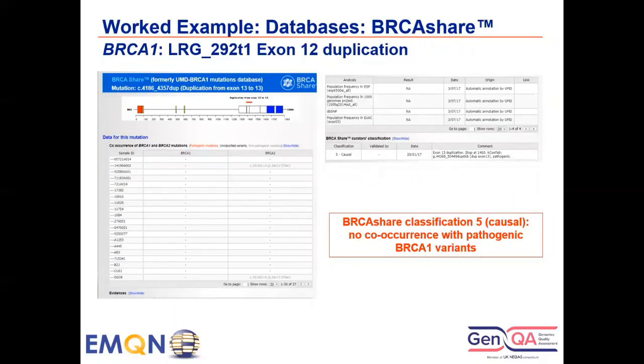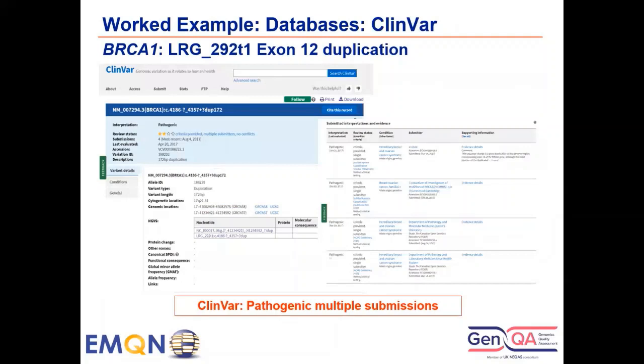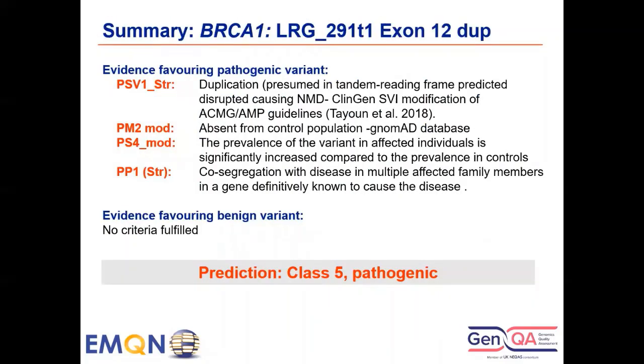Next is looking at the BRCA Share database of the same variant. You can see that in the list of BRCA1 and BRCA2 in the columns, there is no co-occurrence with pathogenic BRCA1 variants, and BRCA Share classified this as class 5 causal. ClinVar also demonstrated that there were multiple pathogenic submissions, and these are listed in the column on the right-hand side of the slide.